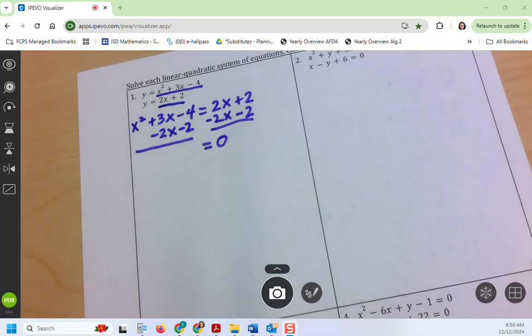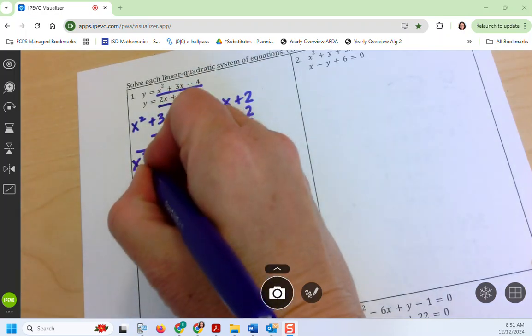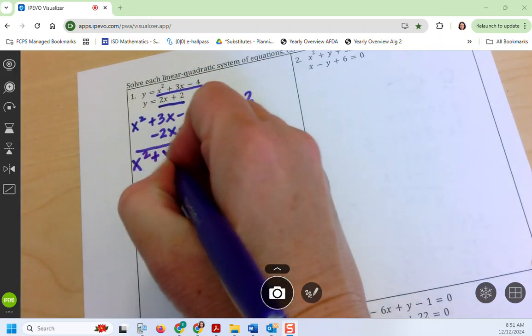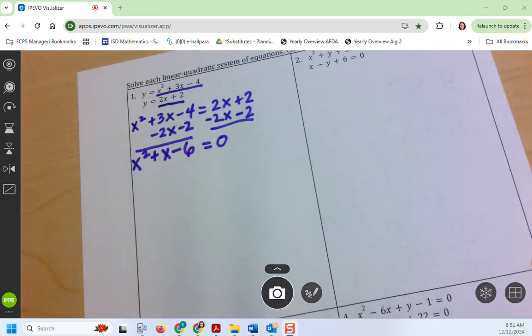All right, combine the like terms. And then consider whether it's factorable. Not every quadratic equation is factorable. It does have an exponent. We don't need this.